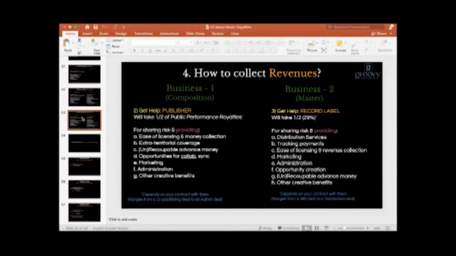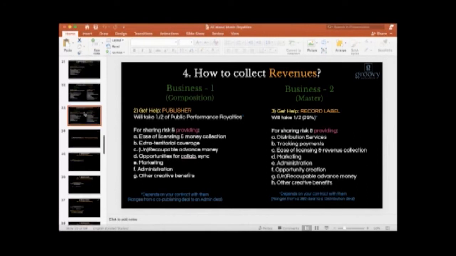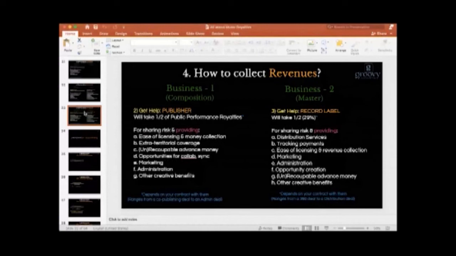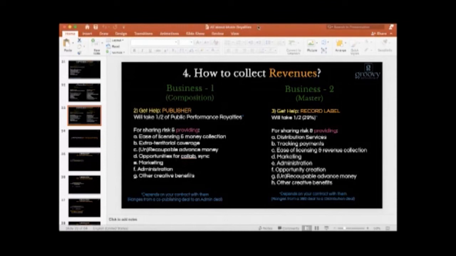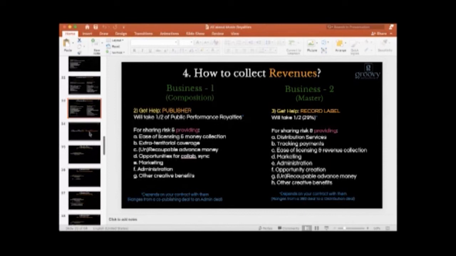Having said that, on the record side, again, you have two types of contracts. One is a 360 deal wherein they get money from all of the creative output that you do, whether it's a live show, whether it's something that you've recorded. And the distribution fee, in a sense, is just a distribution fee. So they help you distribute your music through wherever you want to do it.